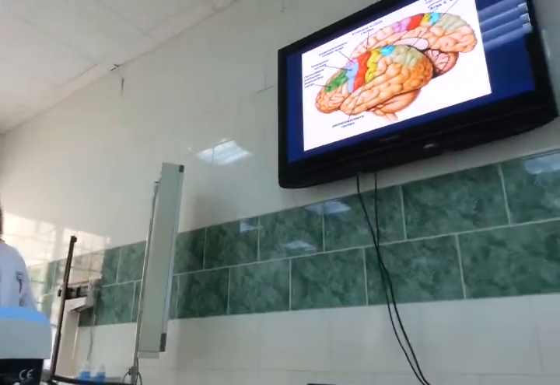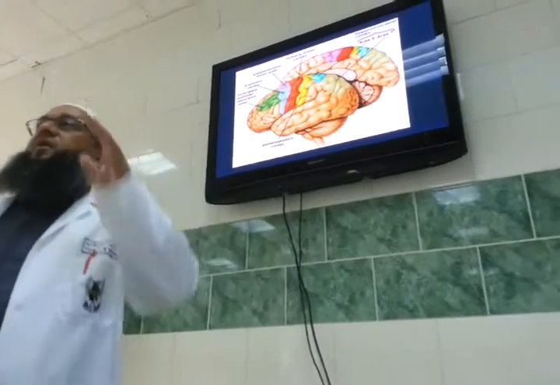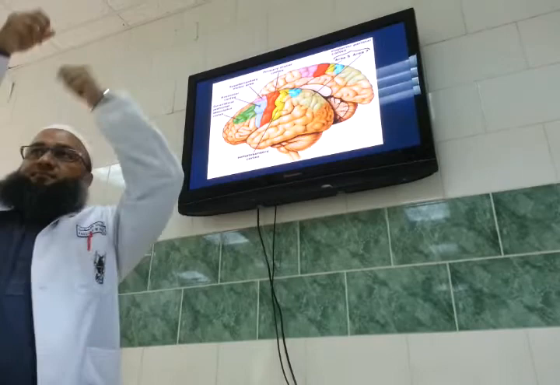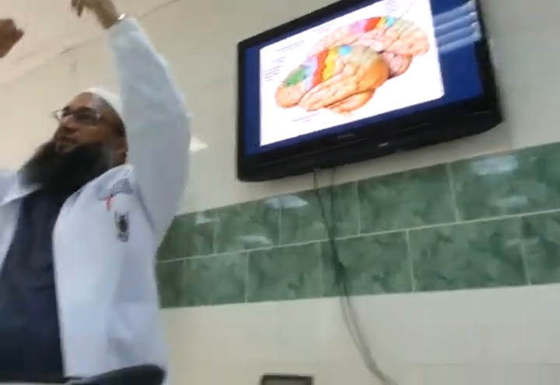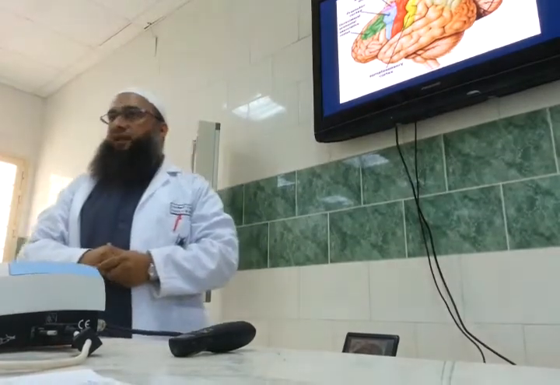Now third is supplementary motor area. Supplementary motor area basically controls the bilateral movement of the muscle. Bilateral movement. Suppose if you want to climb up, so this bilateral movement is controlled by supplementary motor area.